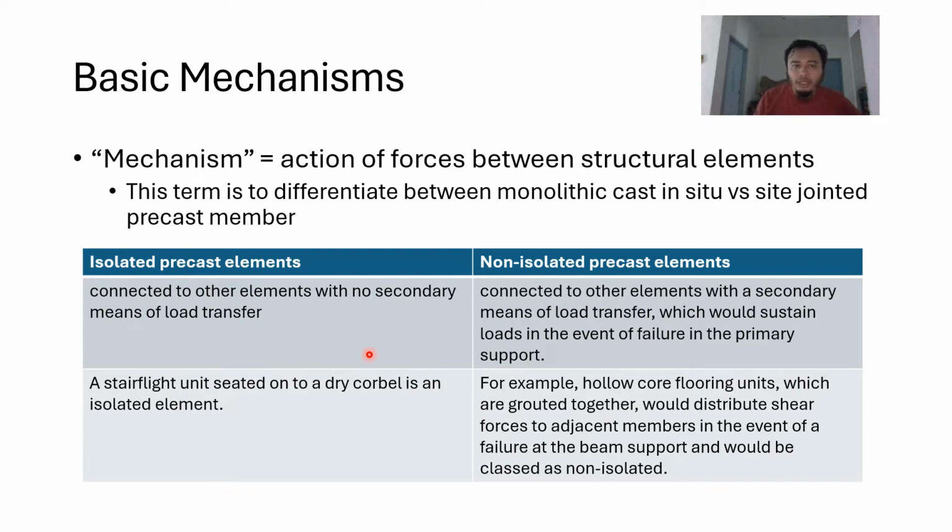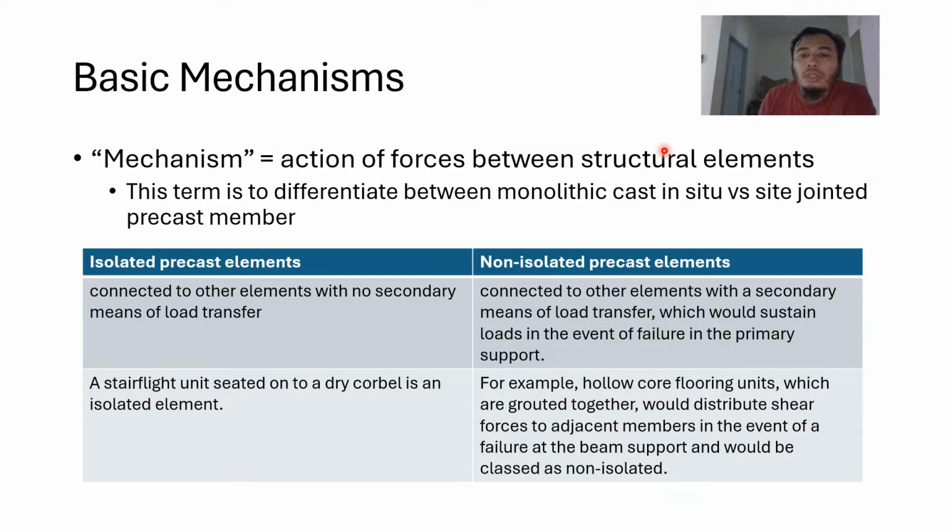So basic mechanism. First one is basic mechanism. What is mechanism? An action of forces between structural elements. So there will be action of forces. So it is important to differentiate the component based on the mechanism. The mechanism, the action of forces, will distinguish between the monolithic cast in situ versus the side jointed precast member.